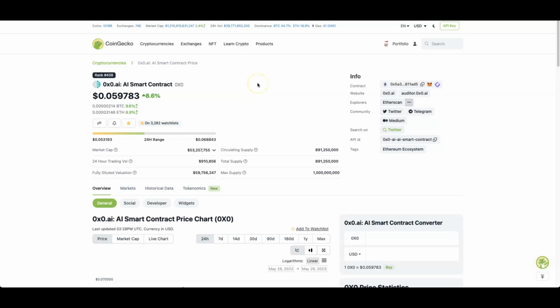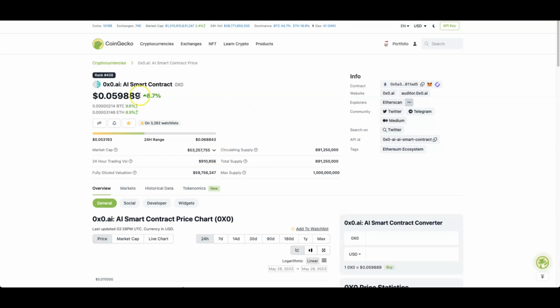So 0X0.AI, an AI smart contract, has been going crazy, right? I seen somebody who has done over 1,000x on this already, because it had dropped around January, right? He called it out around January, and he's up tremendous right now. It was at like a 400k market cap, and it's at a $53 million market cap.